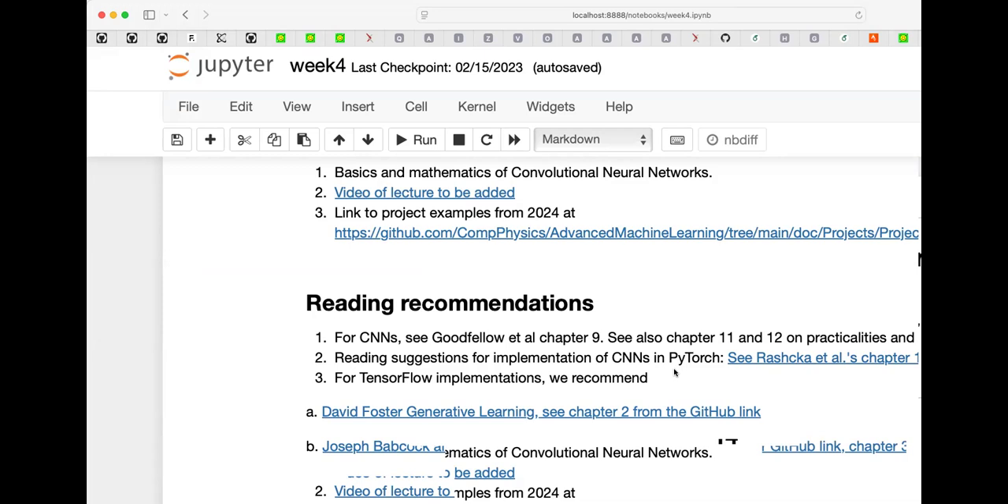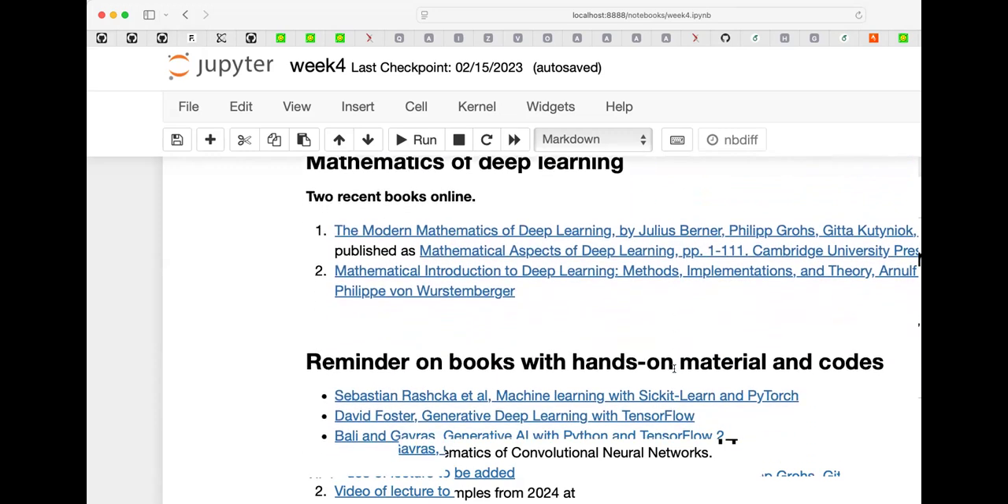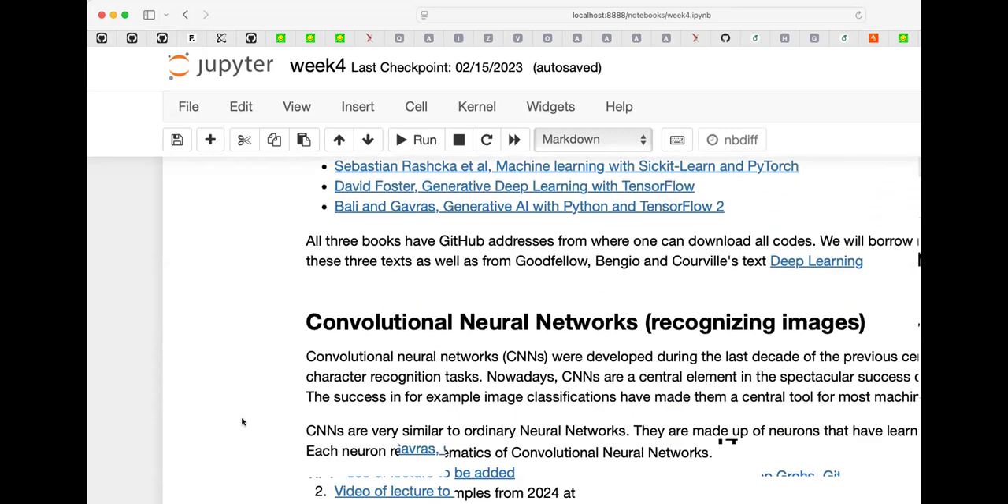Actually, there's nothing bad in using the MNIST data set in your own implementations, because that's a kind of benchmark data set in the literature. And then we have these other textbooks by David Foster and Joseph Babcock and Raghav Bali, which are also pretty good ones. And they have Jupyter notebooks as well, which you can download and study. So there's a lot of information here, and I hope it's not too confusing. And then there are some videos, some other reminders about these different textbooks, etc.